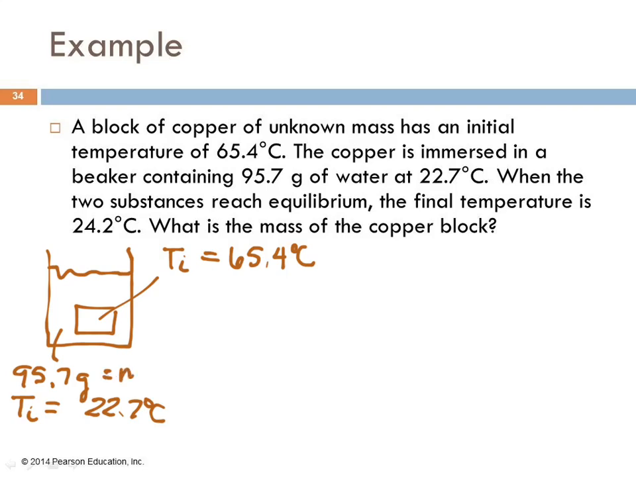So that's the mass of the water. The mass, we don't know. Now, this is not the simplest way to find the mass of a block of copper. I would recommend using a balance, but that wouldn't demonstrate this problem, would it? What is the final temperature for the water? 24.2. What's the final temperature for the block of copper? Same thing. They come to the same temperature.